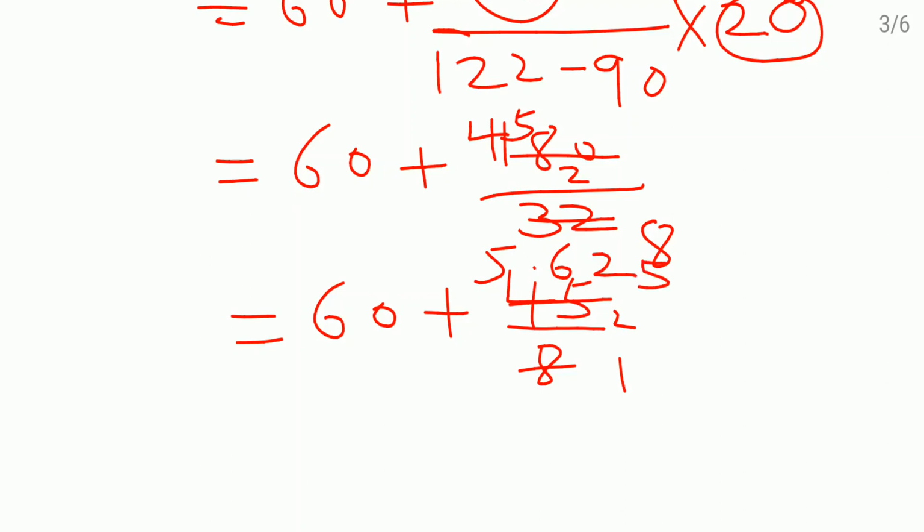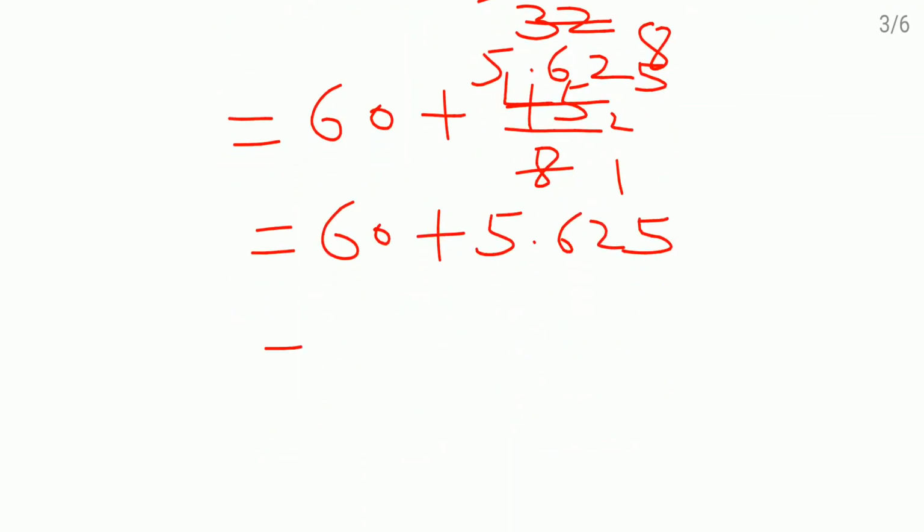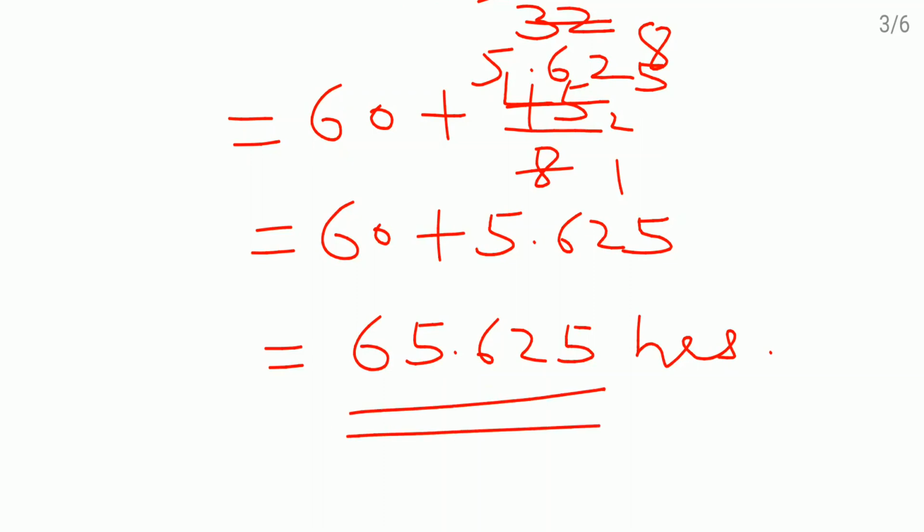It means that 60 plus 5.625. 60 plus 5.625, and the sum comes as 65.625 hours. So, the mode of the data is 65.625 hours. I hope all of you understood this sum. Thank you.